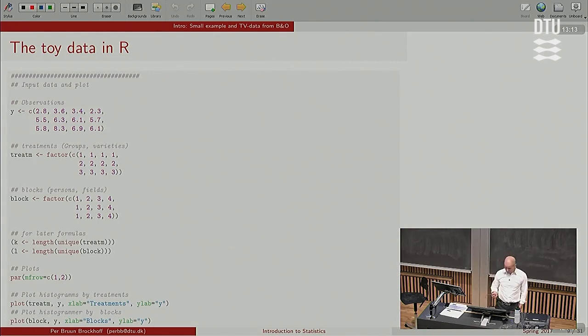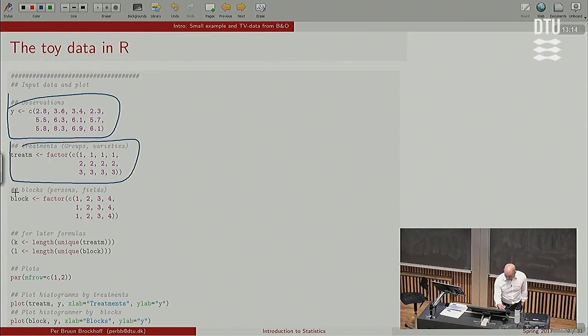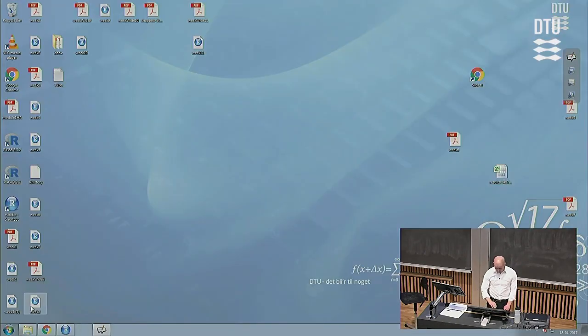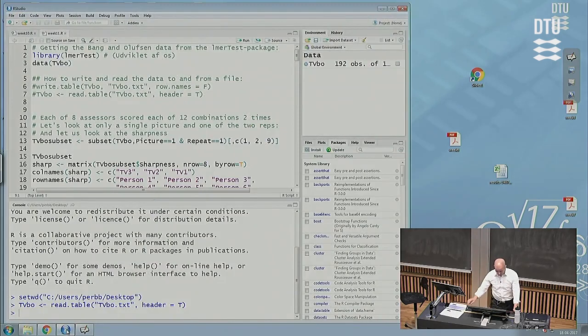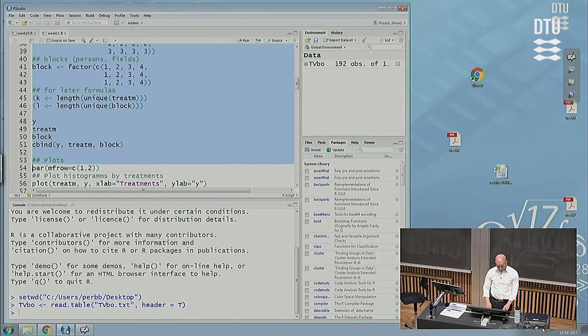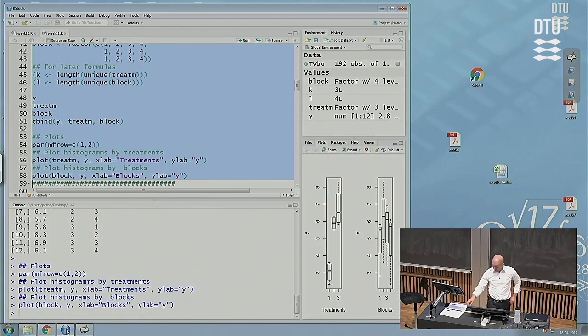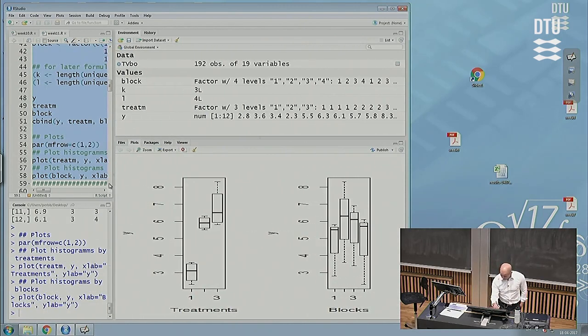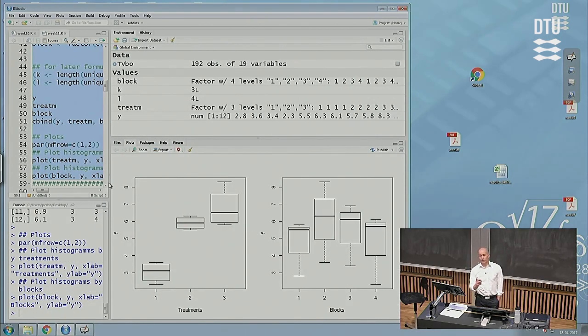The toy data in R, let's see. Observations, treatment, blocks. And then we can do the plot, and then let's try to see what we get out of that. We tend to like box plots, but be careful now in how you interpret these plots. These are just explorative plots, and they give a pretty neat picture of what's going on. At least they show us more or less the means. Formally, we see the medians, but very often they're not too different from each other.